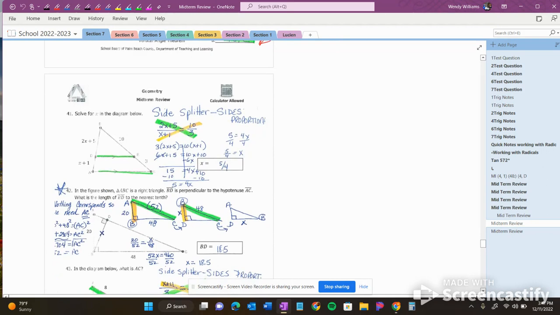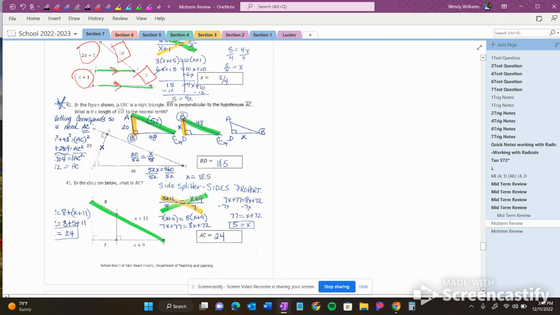Okay, here's that side splitter theorem. If the lines are parallel, then the pieces are proportional. Make sure you set them up correctly. Big over small equals big over small. Cross multiply and solve. You're going to see decimals, you're going to see fractions. That's okay.